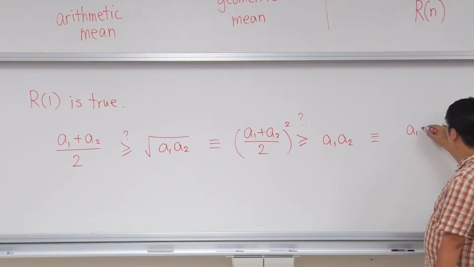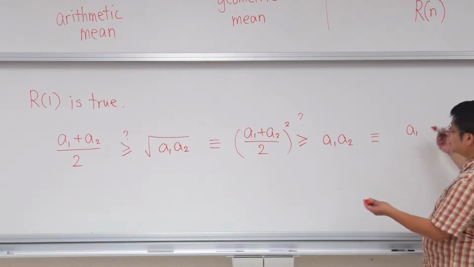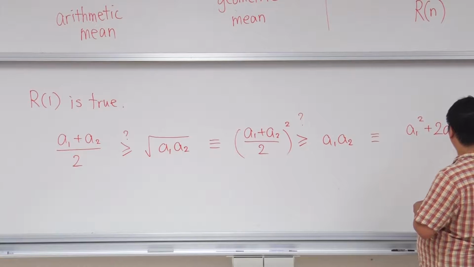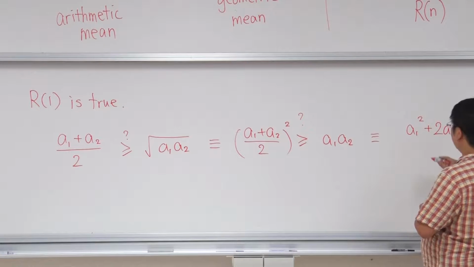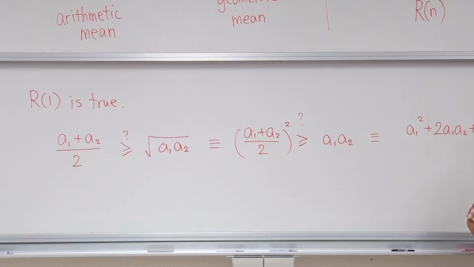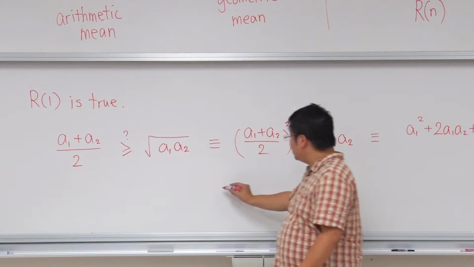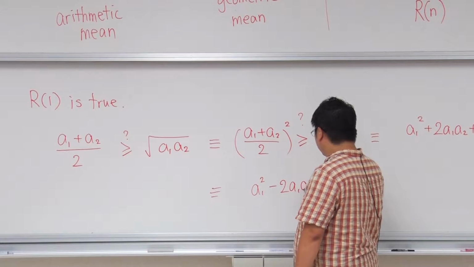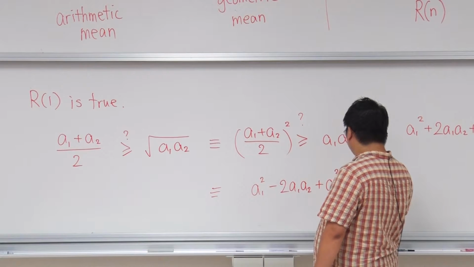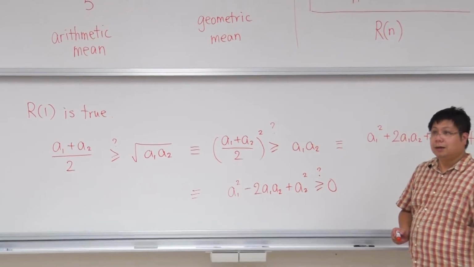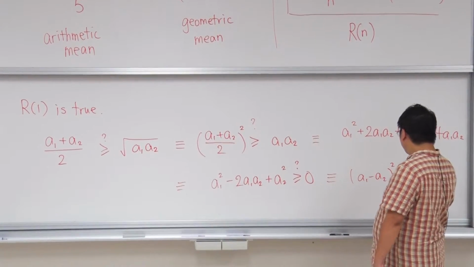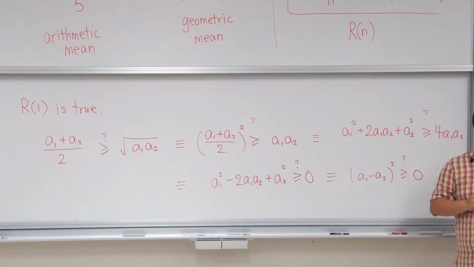Is this true? This is equivalent to checking whether a1 squared plus 2 a1 a2 plus a2 squared is greater than or equal to 4 times a1 times a2. This is equivalent to checking whether a1 squared minus 2 a1 a2 plus a2 squared is greater than or equal to 0. Move it back. But this is equivalent to checking whether (a1 minus a2) squared is greater than or equal to 0. We know that this is true.